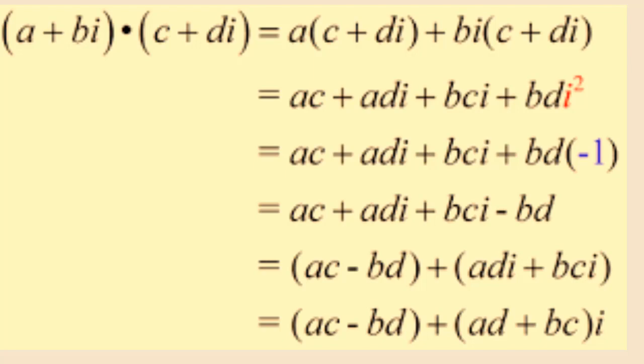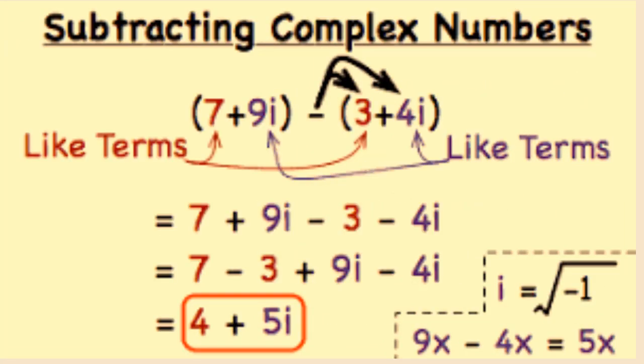Another important operation is addition. When we add two complex numbers, we add the real parts and the imaginary parts separately. This is similar to adding vectors in physics.